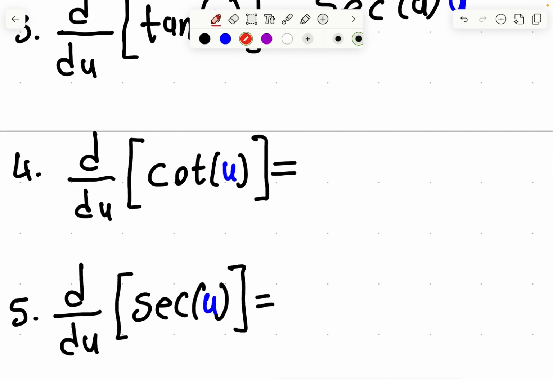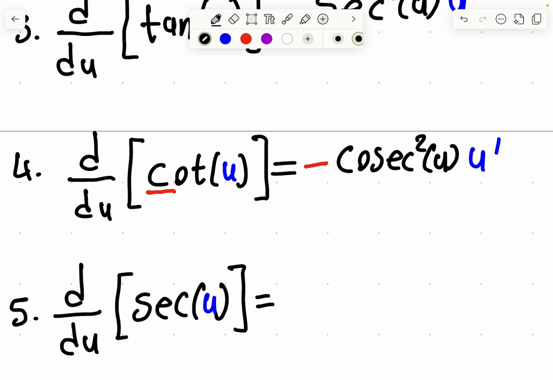Remember, whenever a trig function starts with c, the answer is going to be negative something. Understand? So the derivative of cot is negative cosec squared u multiplied by u prime. Understand?